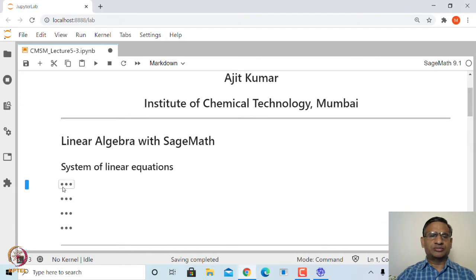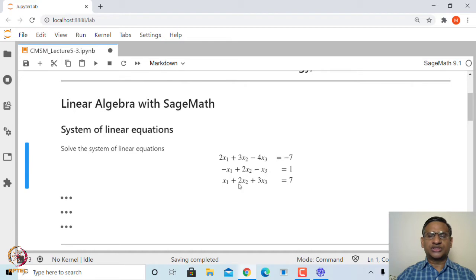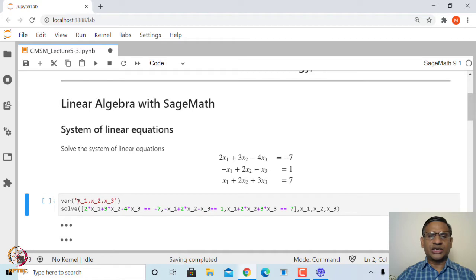Suppose you have a system of linear equations. These are three equations in three variables x1, x2, x3. We have seen how to solve such a system using the solve command. Let us recall that and solve this system using the inbuilt function solve. How do we do that? First, we need to declare x1, x2, x3 as variables.